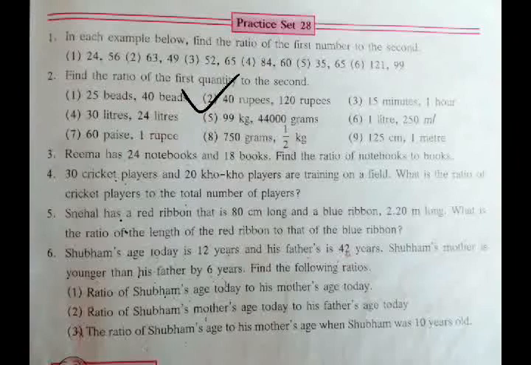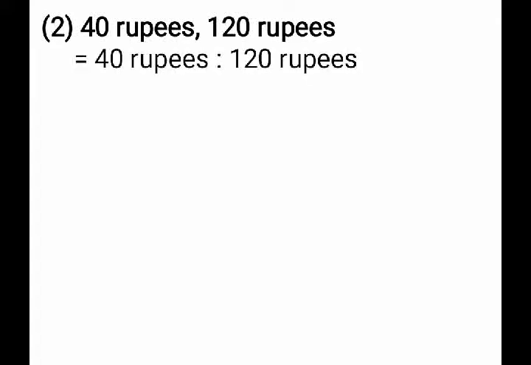Next, 40 rupees, 120 rupees. First quantity is 40 rupees. Second quantity is 120 rupees. Write the ratio form of first quantity to the second quantity. That is equal to 40 rupees is to 120 rupees. Write the fraction form of 40 rupees and 120 rupees. That is 40 upon 120. We always have to write the fraction form of first quantity to the second quantity to find the ratios.